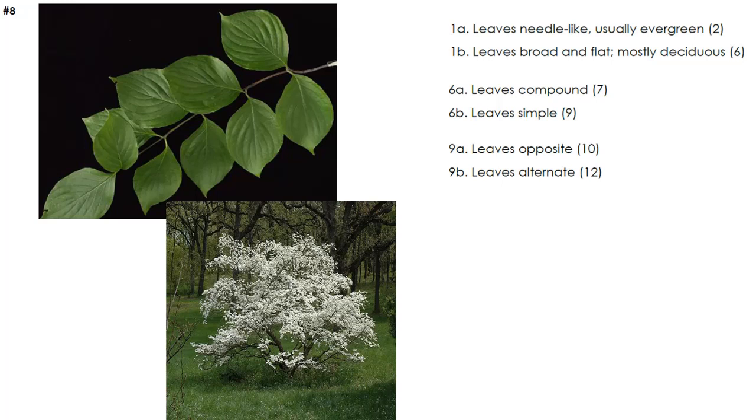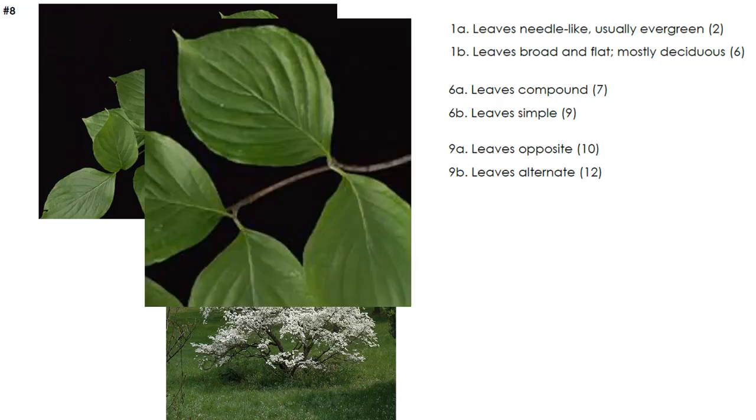Now this one requires a little closer look. And that's actually why I did this particular tree. So you can see that these leaves actually, while they're simple, they're coming out of basically the same node. So these leaves are in fact opposite. So 9A, leaves opposite, going to 10.